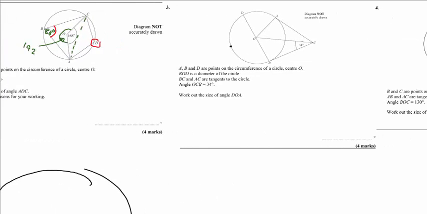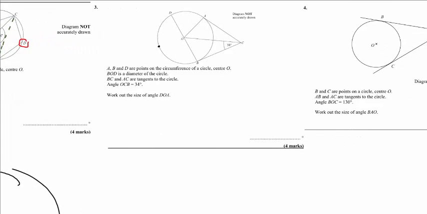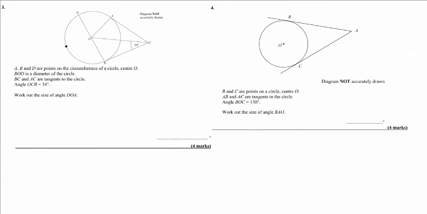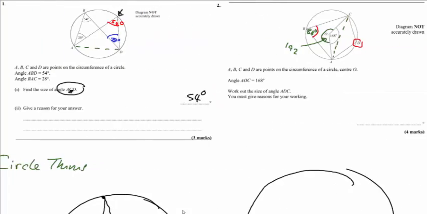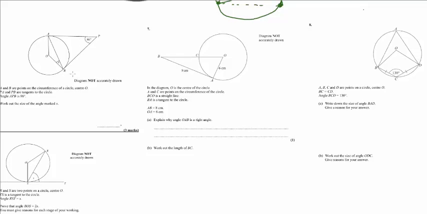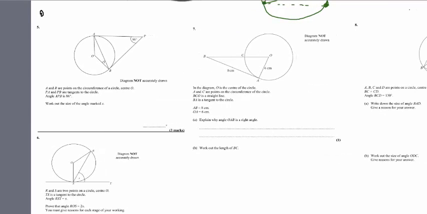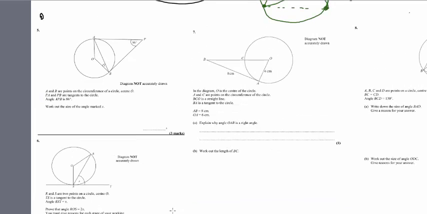This one here, there's nothing. Remember, we're thinking about a chord and something which goes to the center and then a point on the edge. Here, I don't think we're going to find any angles using this. This one here, nah. Anything else? Oh, here's number 6. No. No.